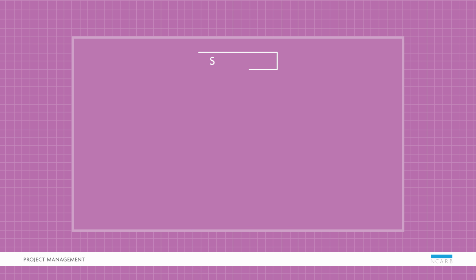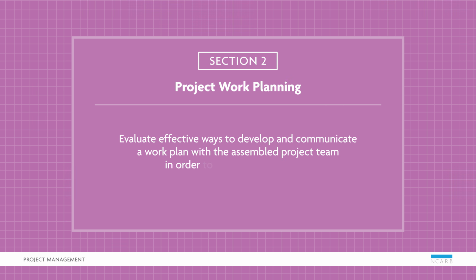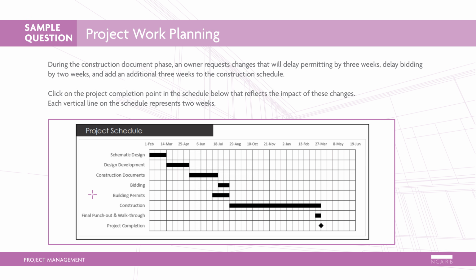In the project work planning section, you will evaluate effective ways to develop and communicate a work plan with the assembled project team in order to complete the project. Let's look at a sample question. During the construction document phase, an owner requests changes that will delay permitting by 3 weeks, delay bidding by 2 weeks, and add an additional 3 weeks to the construction schedule. Click on the project completion point in the schedule below that reflects the impact of these changes. Each vertical line on the schedule represents 2 weeks.